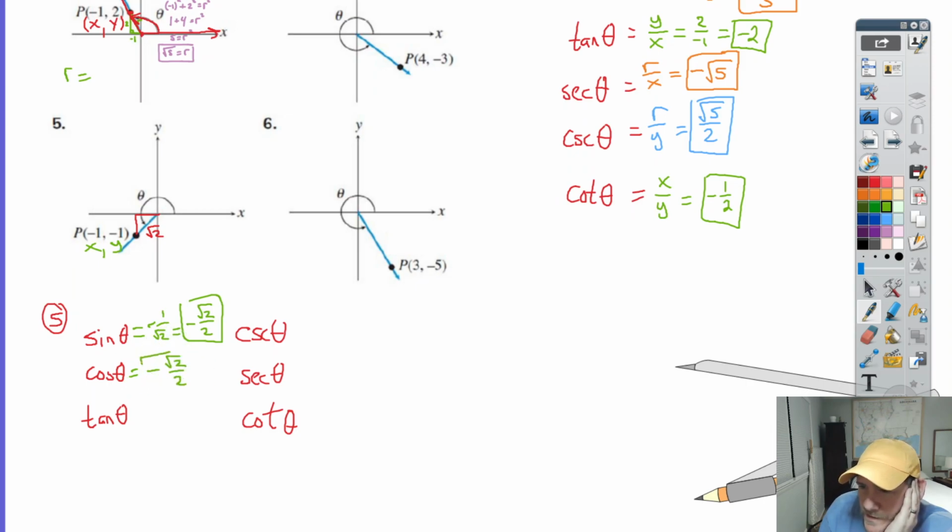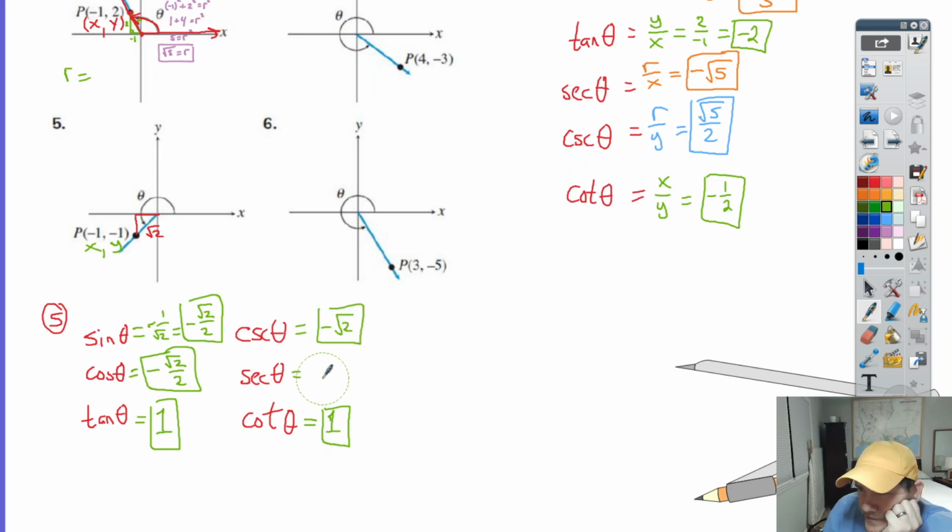And then, somewhat interestingly, tangent is y over x, so it's negative 1 over negative 1, which is positive 1. Because when you divide two things that are equal, of course you get 1. So tangent actually has a nice clean value. And cotangent as the reciprocal would be negative 1 over negative 1, which is 1 again. And then the reciprocal of sine is going to be, what, negative root 2 over 1? So negative root 2.